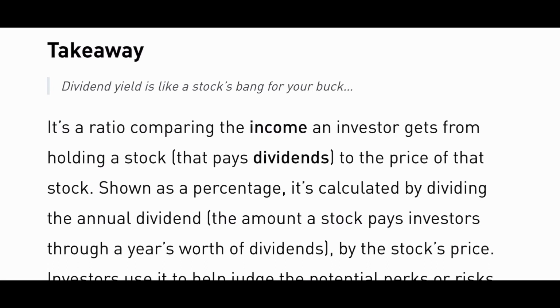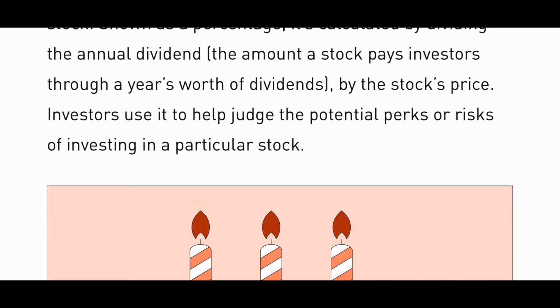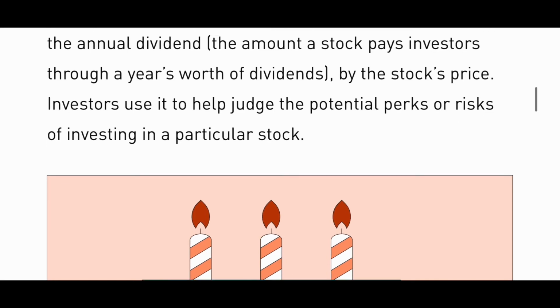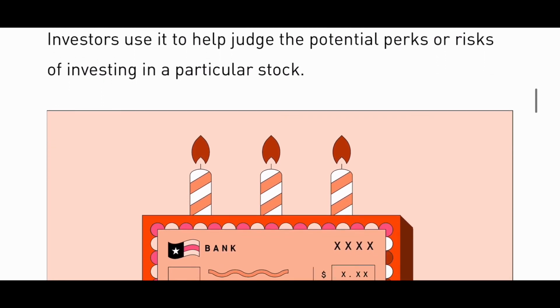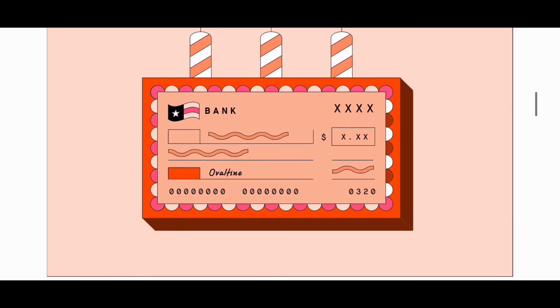Takeaways. Dividend yield is like a stock's bang for your buck. It's a ratio comparing the income an investor gets from holding a stock that pays a dividend to the price of that stock, shown as a percentage. It's calculated by dividing the annual dividend, the amount a stock pays investors through a year's worth of dividends, by the stock price. Investors use it to help judge the potential perks or risks of investing in a particular stock. Guys, that is what a dividend yield is.